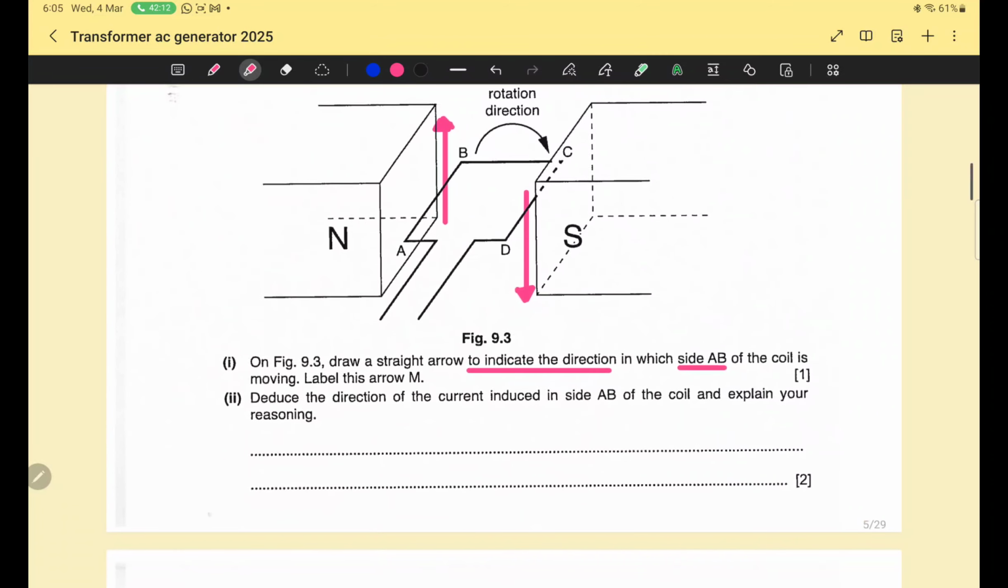And now deduce the direction of current inside AB. Oh my God. They are asking what is the direction of current inside AB? And I did not teach you in the last class the direction of current when a wire is moving in a magnetic field. The direction of current is determined by which hand rule?